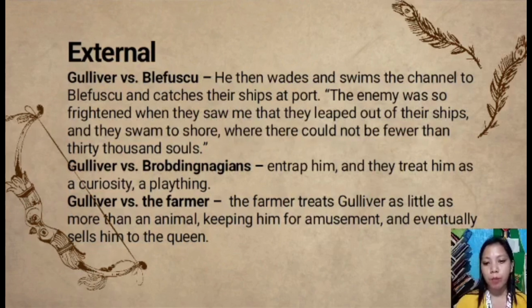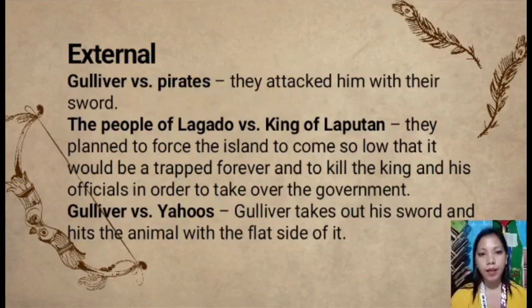Gulliver versus the Brobdingnagians: they entrap him, and they treat him as a curiosity or a plaything. Gulliver versus the farmer: the farmer treats Gulliver as little more than an animal, keeping him for amusement, and eventually sells him to the queen. Another external conflict we saw in the story was Gulliver versus the pirates, where they attack him with their sword.